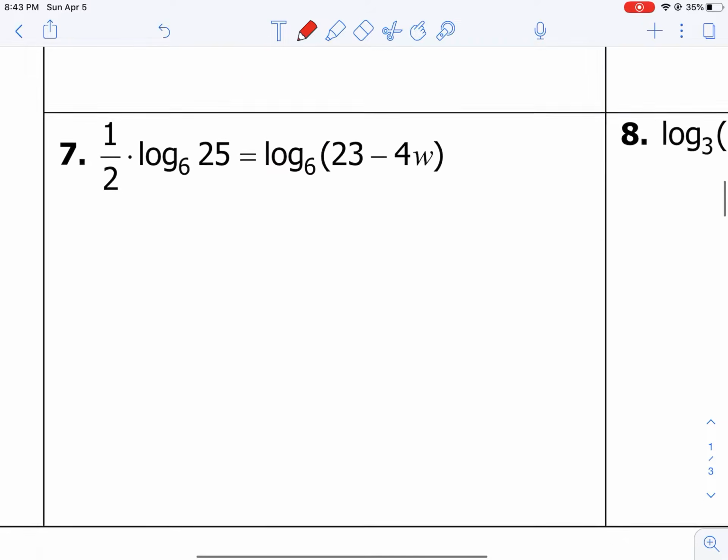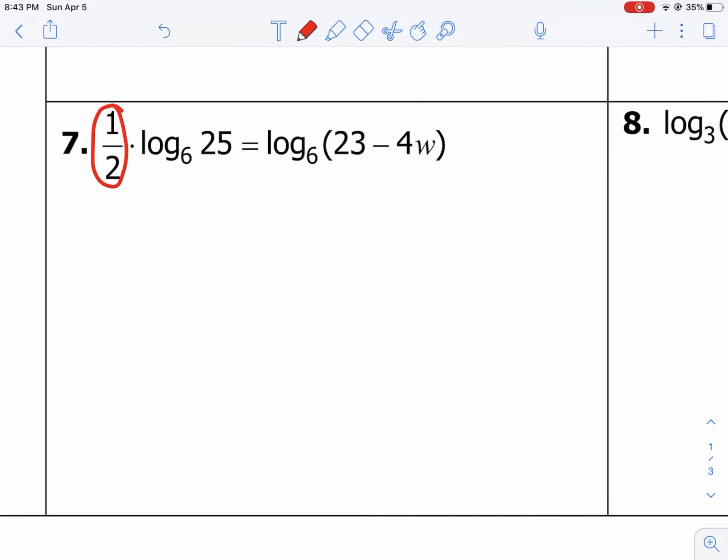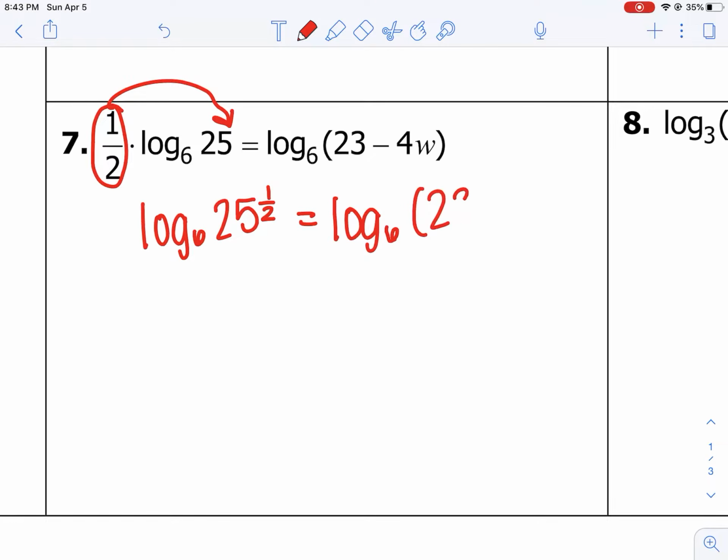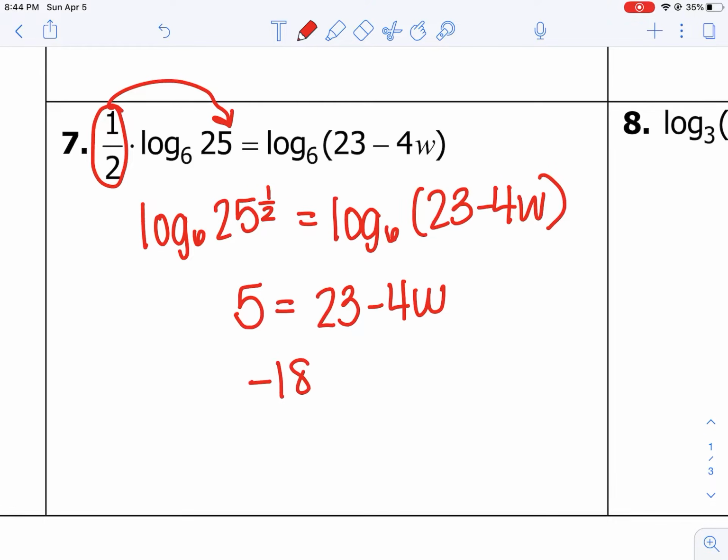Okay, number 7. Again, if we have a multiple out in front, we can move that back as an exponent. And this is going to be log base 6 of 25 to the 1/2 equals log base 6 of 23 minus 4w. Okay, 1/2 is the same as the square root, and the square root of 25 is 5. So this is just going to be 5 equals 23 minus 4w. I'm going to subtract my 23 over, which would give me negative 18 equals negative 4w. Divide by negative 4, and I get w equals 9/2.